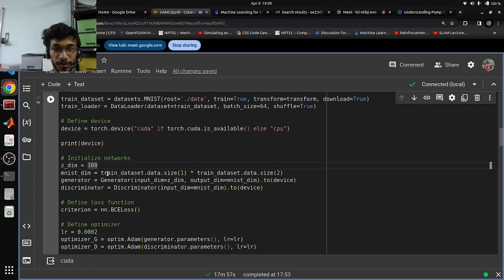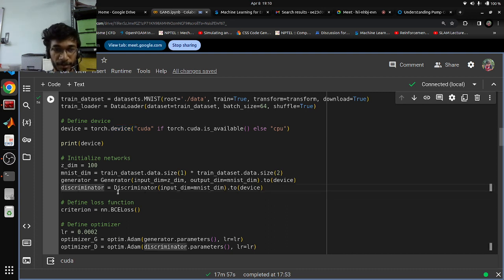Okay, with the MNIST data set, we are just taking the size 1 and size 2, which is going to be 28 cross 28. Here we are defining the generator, which takes in the input z dimensions, the 100 numbers of the noise, and outputs the MNIST dimension, which is 28 cross 28. And you will notice that we are sending the generator model to the device. Since we have a GPU, you have to load the entire model onto the GPU.